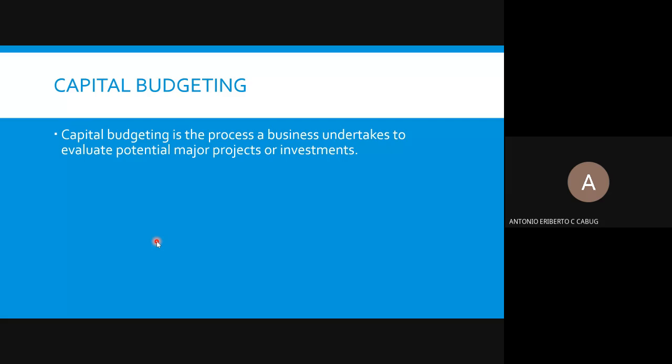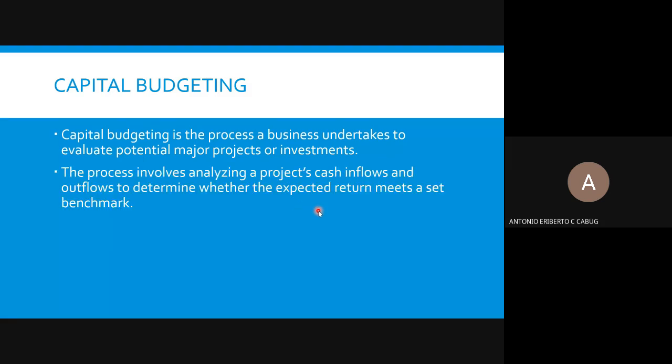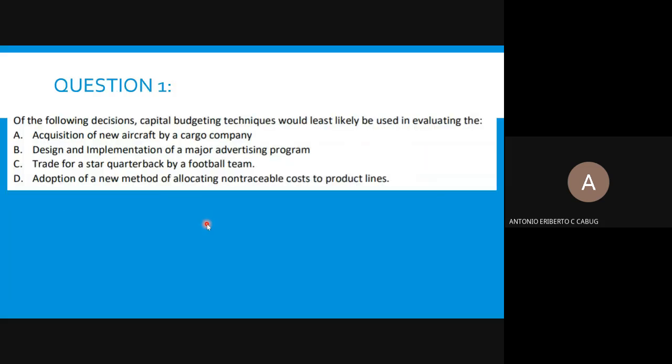Capital budgeting is the process a business undertakes to evaluate potential major projects or investments. The process involves analyzing a project's cash inflows and outflows to determine whether the expected return meets a set benchmark. Okay, so let us answer question number one.